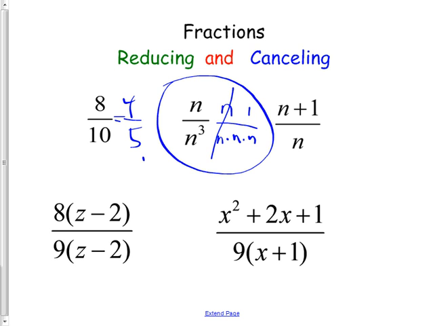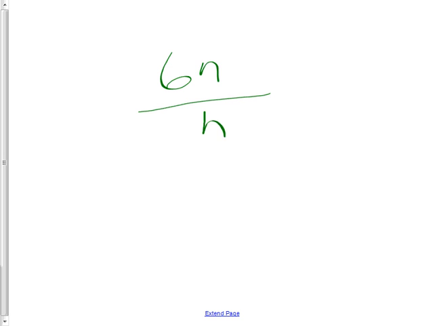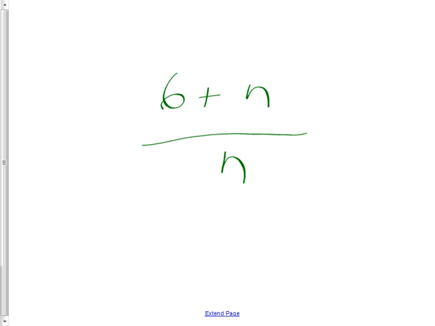And this, the most common canceling mistake. Kids think you can go like that. You cannot. You cannot cancel over adding. So if this was 6n over n, you can cancel. 6 plus n over n, cannot cancel.